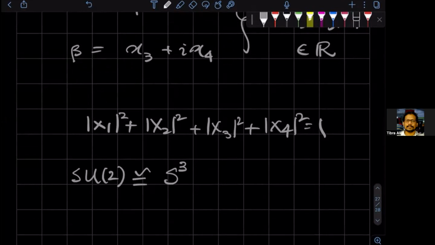So this is basically the most important result for today. And in the next class, we will show how to derive the manifold for SO3 from this. Okay, any questions?